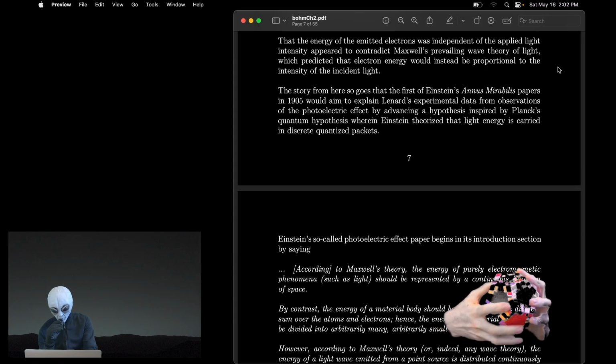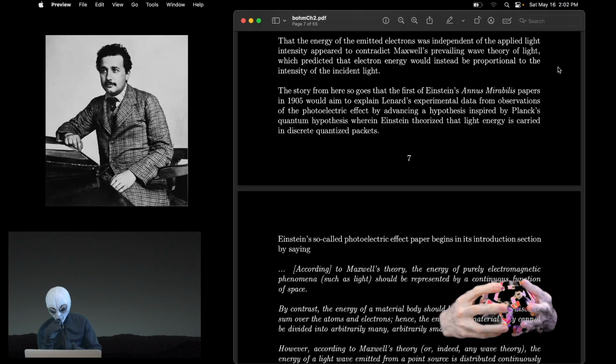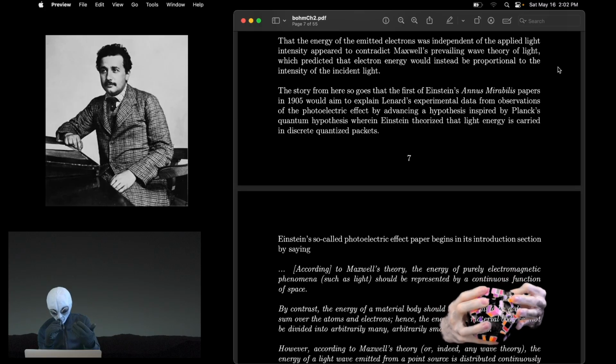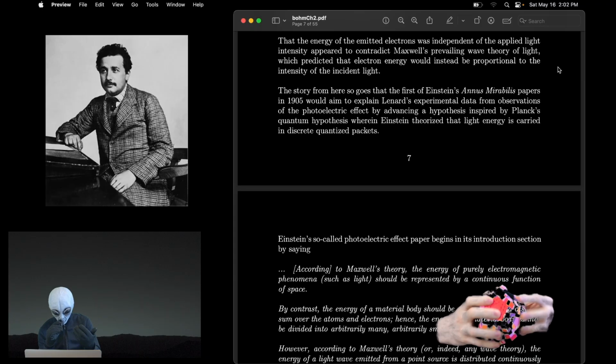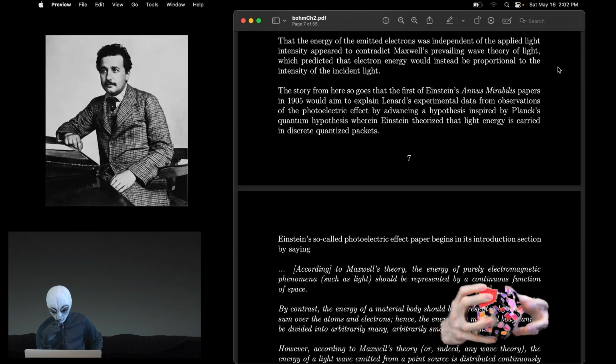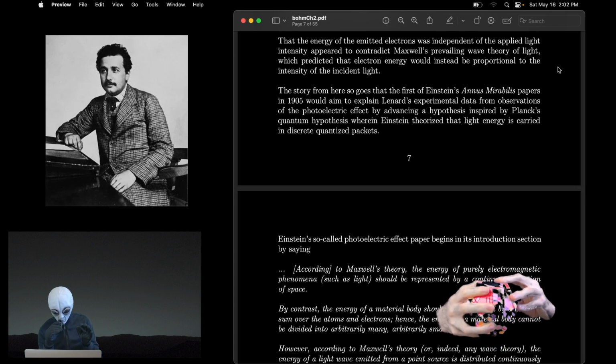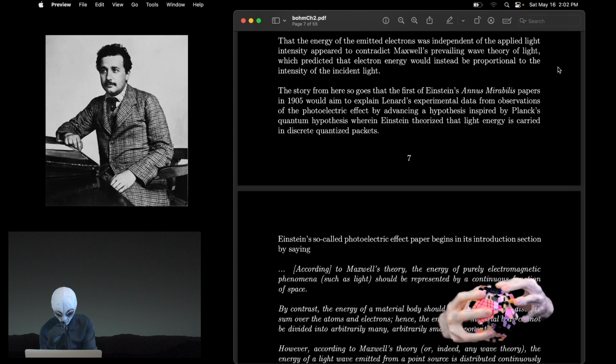The story from here so goes that the first of Einstein's Annus Mirabilis papers in 1905 would aim to explain Lenard's experimental data from observations of the photoelectric effect by advancing a hypothesis inspired by Planck's quantum hypothesis, wherein Einstein theorized that light energy is carried in discrete quantized particles.